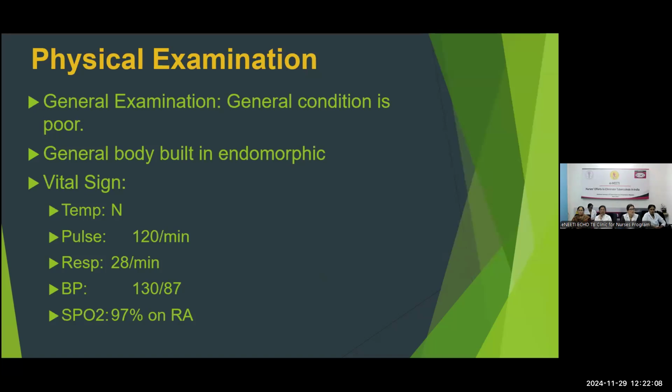Her physical examination was done. On general examination, general condition was poor at the time of admission. General body build is endomorphic. Vital signs were taken. Temperature was normal. Pulse showed some tachycardia, and there was tachypnea. Blood pressure was normal. SpO2 was normal on room air.